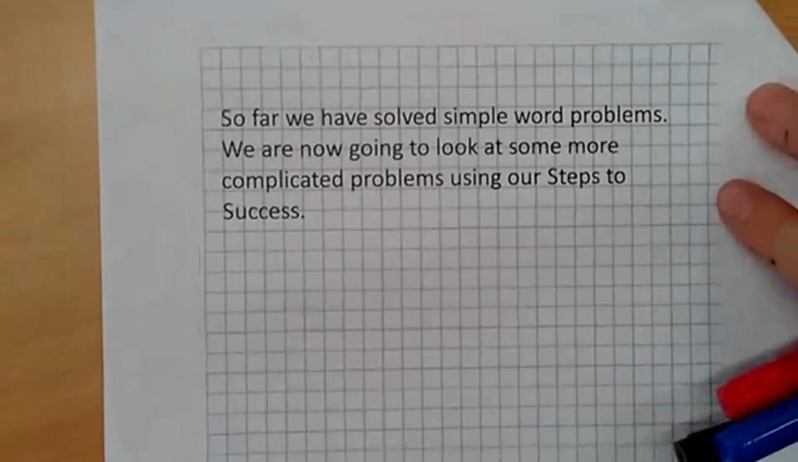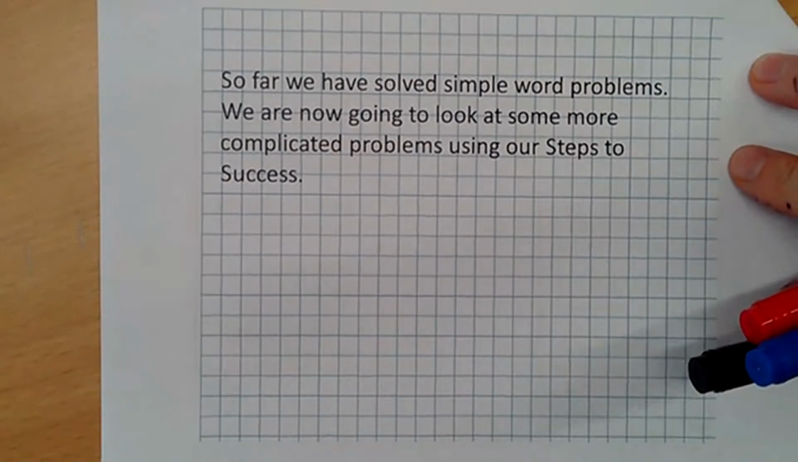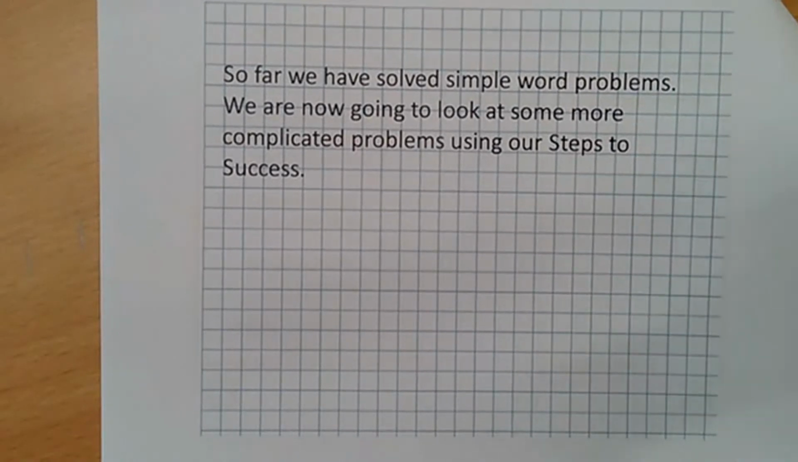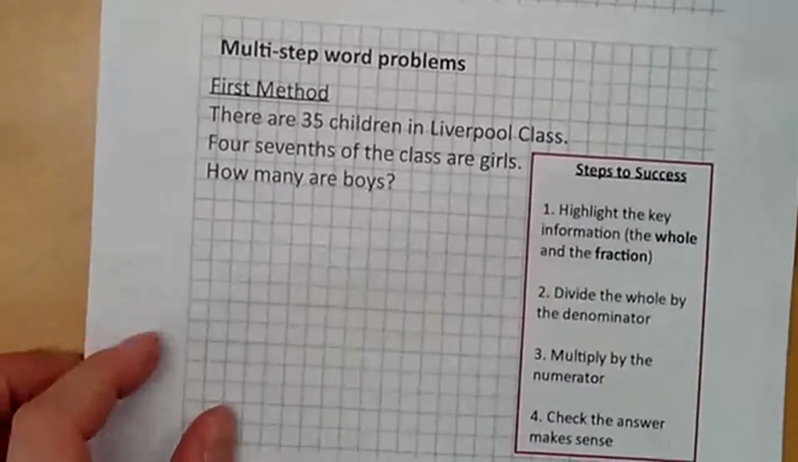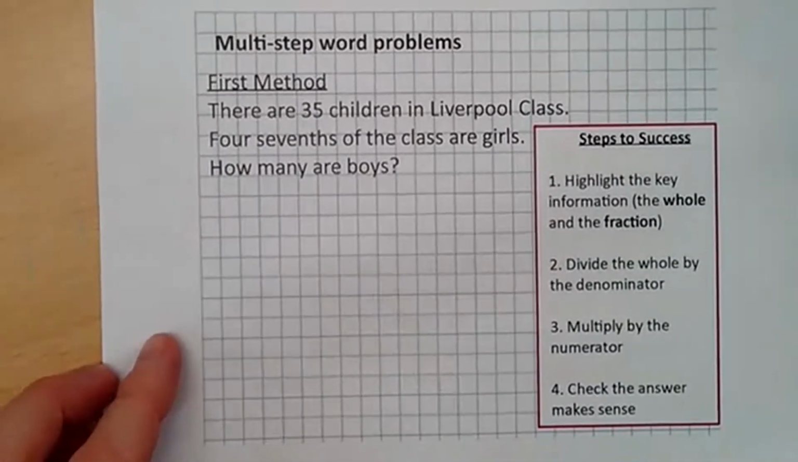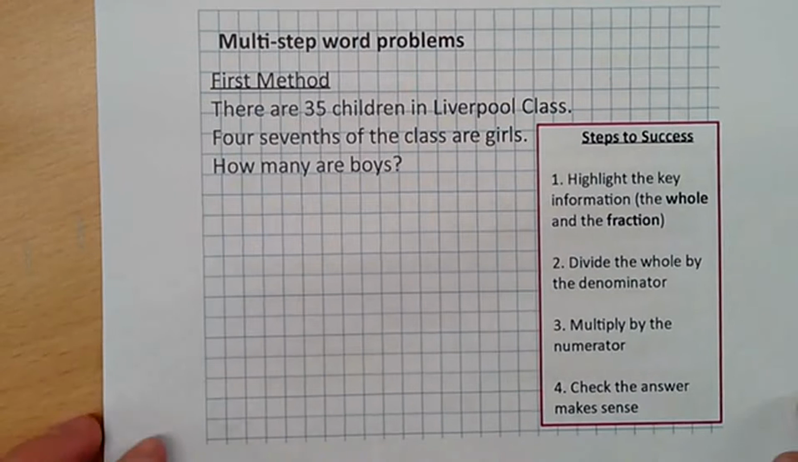So far, we've worked out simple word problems. Now we're going to look at more complicated problems using our steps to success. These ones are slightly more complicated because they're multi-step word problems. So we need to be able to read the question and figure out exactly what it's asking us to solve. There are two different methods that we can use. I'm going to show you the first one.